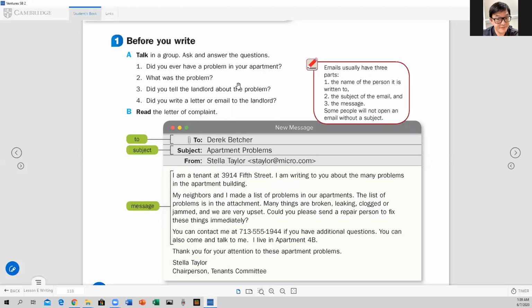Did you ever have a problem in your apartment or house where you live? And what was the problem? Or have you ever lived in an apartment, and did you ever have a problem in your apartment during this time you were renting this house or this apartment? If so, go to number three. Did you tell the landlord about the problem? Did you ask the landlord to solve the problem? And when you talk, if you talk to the landlord, how did you do that? Question number four, did you write a letter or an email to the landlord? What did you do?